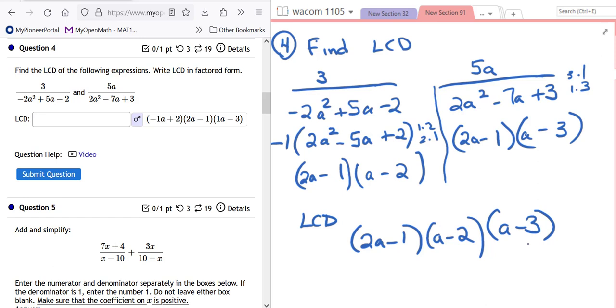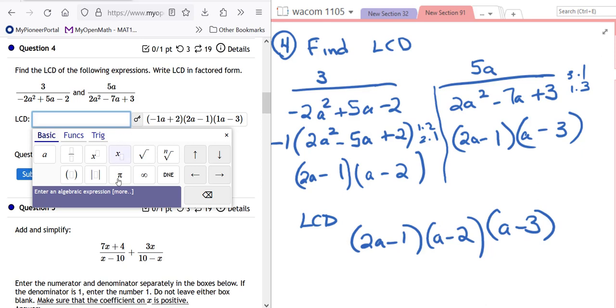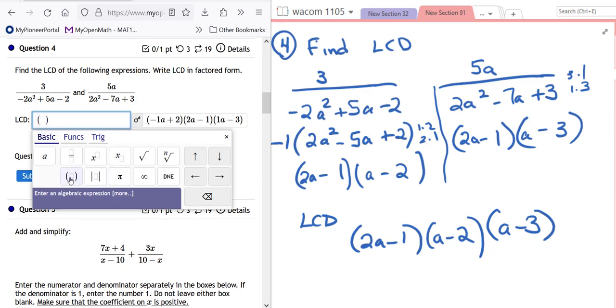We'll look at this, okay? Ours is really the same. This one right here, they have the negative in it, negative a plus 2. If you factor that negative out, right, that would leave a minus 2. So we're good. You know what? Let's type it in and see if they're going to scream about it. So 2a minus 1, and some more parentheses, a minus 2, and some more parentheses, a minus 3.